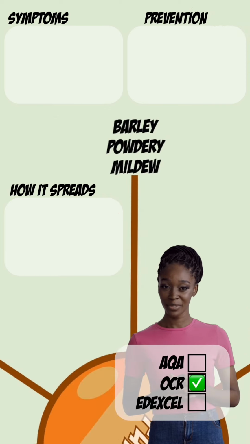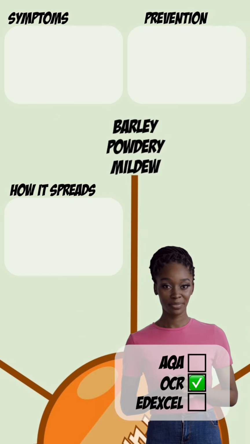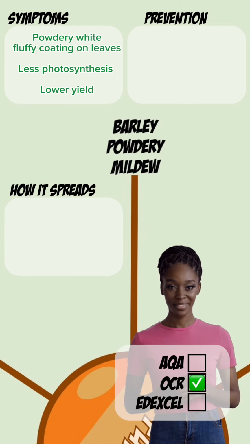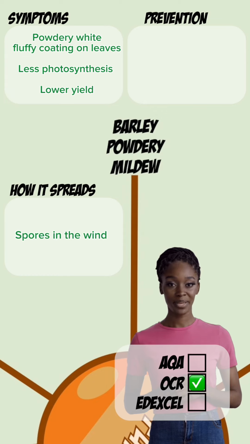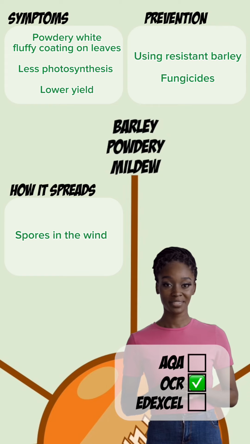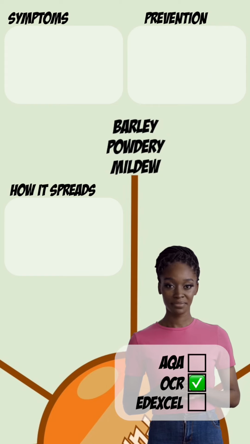Barley powdery mildew is a fungal disease affecting barley crops, causing a powdery white fluffy coating on leaves and stems. This affects the plant's ability to photosynthesize, which can decrease yield. It's transmitted through wind-dispersed spores, and prevention methods include using resistant barley varieties and applying fungicides.